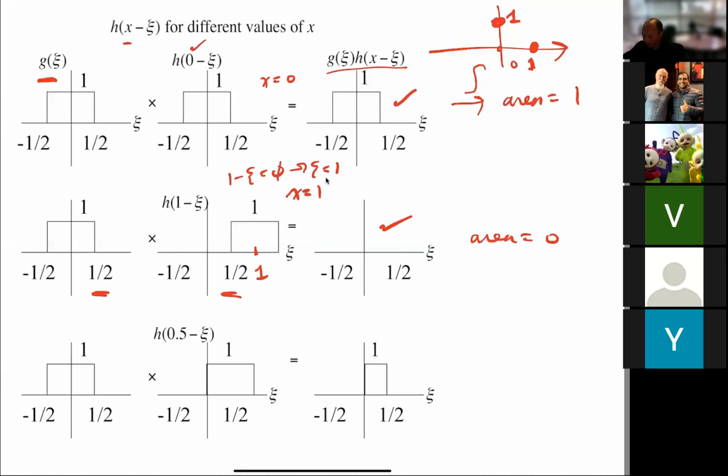And then here is x equals 1/2. So now I've just shifted that flipped rect function over by a half. And so now the overlap is just this. So it's half of a rect function. So now the area is 1/2. And so I know here I'd have a half. And so that's where I get the triangle. It's just like that, and it's symmetric. So it looks like that. So that's what it would look like if you ever have to do a brute force convolution.